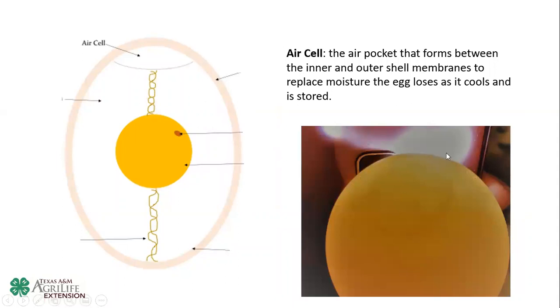Next we have an air cell. This is a pocket of air that forms in between the inner and the outer shell membranes to replace moisture that the egg loses as it cools and is stored.